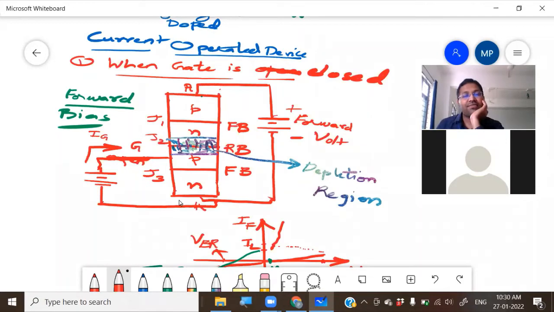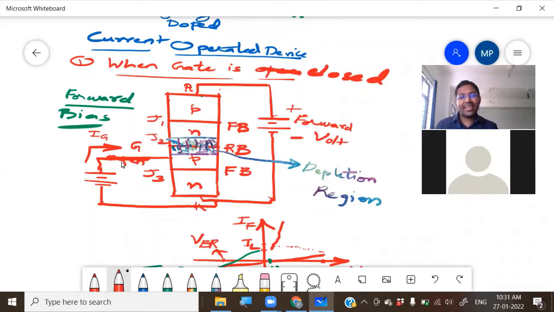But all of these free electrons don't flow in this path. Suppose cars are at very high speed, going in a circle. Due to high speed, some cars, instead of turning left, may skid and go straight. The same mechanism happens here. The free electrons should be flowing like this, but some gain sufficient high velocity, pass through J2 and go into the anode terminal.